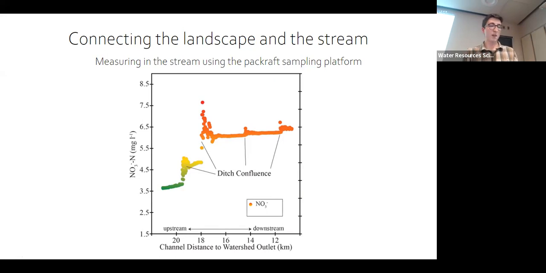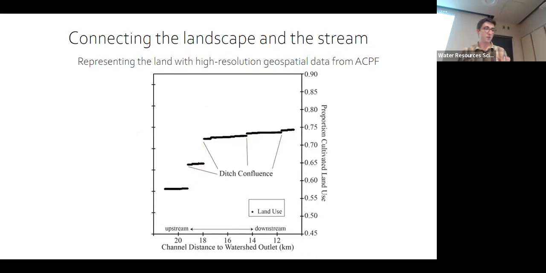But to connect the landscape to the stream, we need to have a representation of the landscape at each of these measurement points in the stream. We can represent the land using the same high-resolution geospatial data from ACPF. So what we've done here essentially is use some of the geospatial tools and data in ACPF to delineate catchments for each of these points in the stream. And we have information on the land characteristics within each of those catchments.